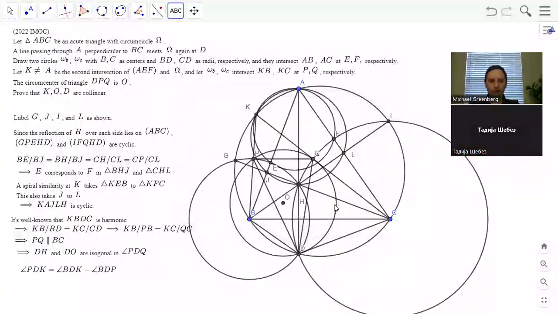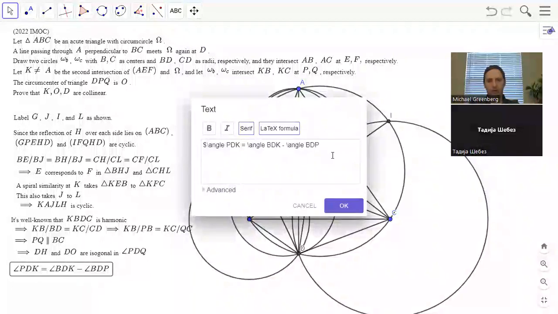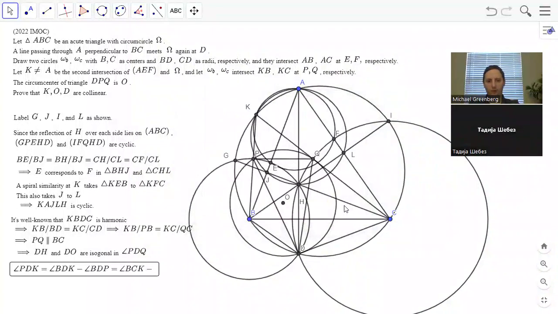And once we have that, that's angle BCK minus, yeah, what's a good way to say this? So, I mean, BDP is 90 minus half of KBD.